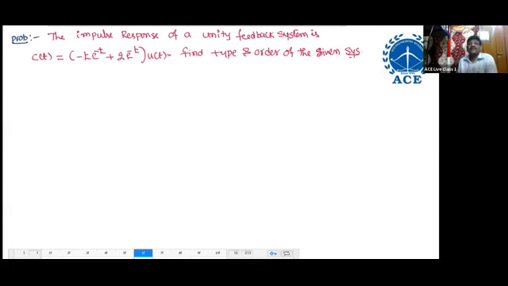Listen carefully. Read the definition. The open loop transfer function, how many poles at origin? Observe. That gives the type. Come on, tell the answer. Type 0, order 2.